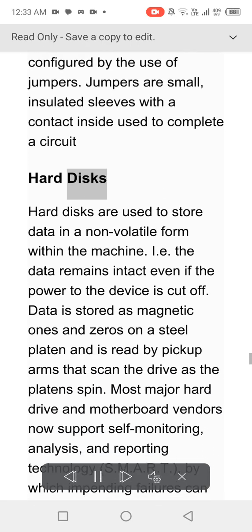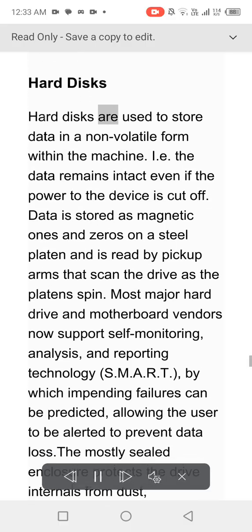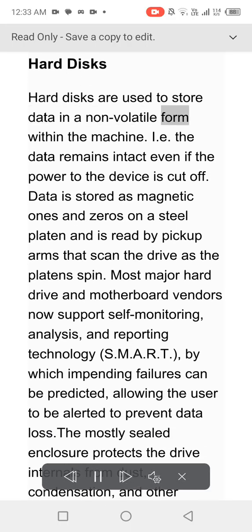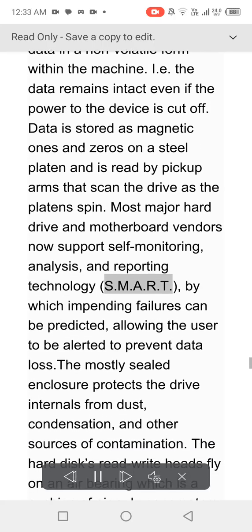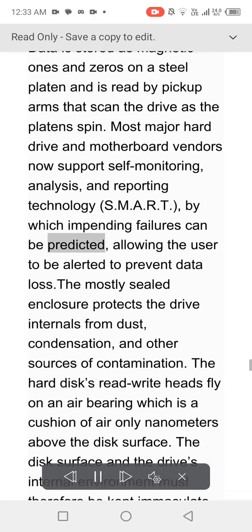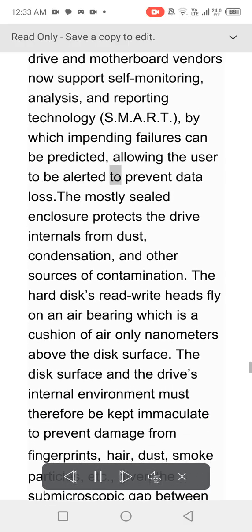Hard disks. Hard disks are used to store data in a non-volatile form within the machine, i.e. the data remains intact even if the power to the device is cut off. Data is stored as magnetic 1s and 0s on a steel platter and is read by pickup arms that scan the drive as the platters spin. Most major hard drive and motherboard vendors now support self-monitoring, analysis, and reporting technology, SMART, by which impending failures can be predicted, allowing the user to be alerted to prevent data loss.